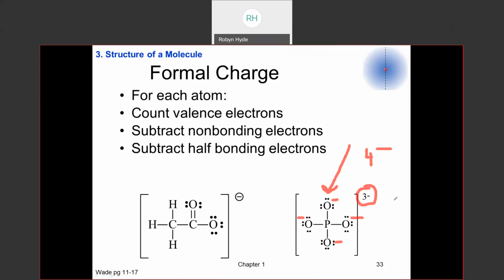P must be charged positive. Exactly. The phosphorus must have a positive charge, right? Yep, that's exactly it. Could we use the math and solve for that? We could. But some of this we just do logically. Okay, and so that's what I want to first introduce about formal charge.